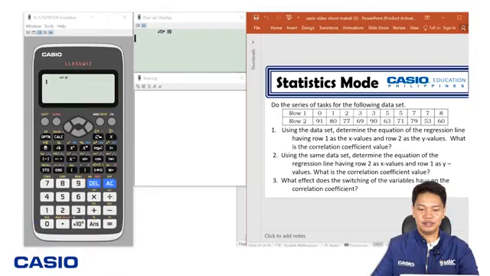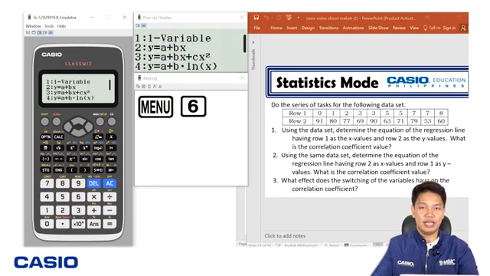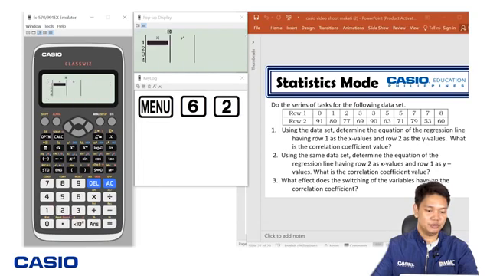In this episode, we're gonna explore correlation coefficient using our calculator. Let us consider this activity. Using the dataset, determine the equation of the regression line having row 1 as the x values and row 2 as the y values. Doing so, we need to press menu and then 6. Again, we need two variable statistics, so we need to press 2.